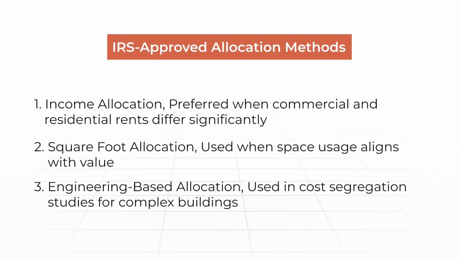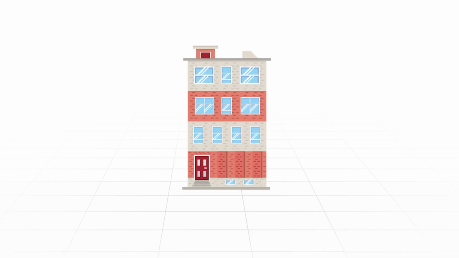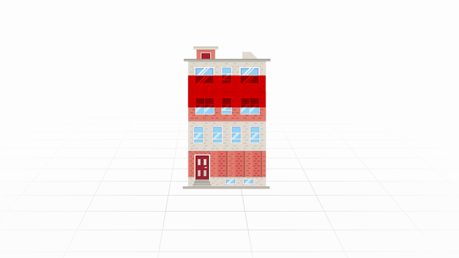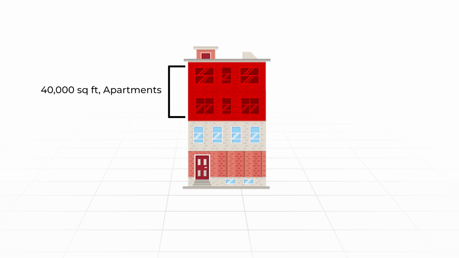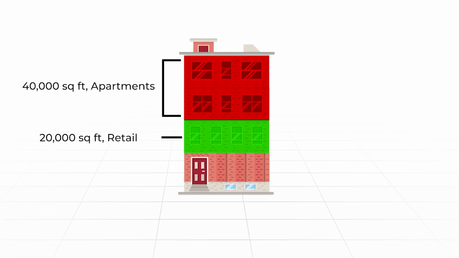And then number three, there can be an engineering-based allocation. This is used in the cost segregation study, especially in really complex buildings. So let me give you an example. If we have a 60,000 square foot property, 40,000 square feet are apartments, 20,000 square feet are retail units, you can allocate 66.7% of the basis to 27.5-year residential, and then 33.3% to 39-year or commercial.